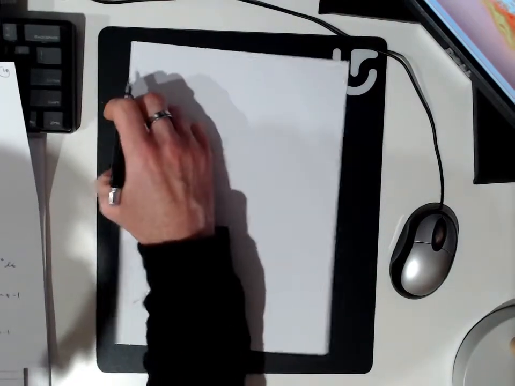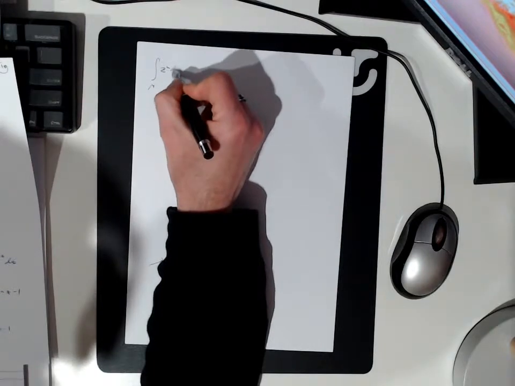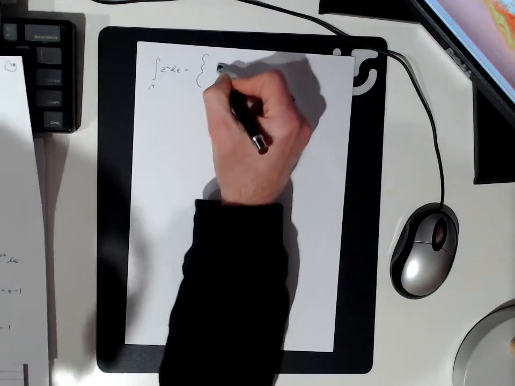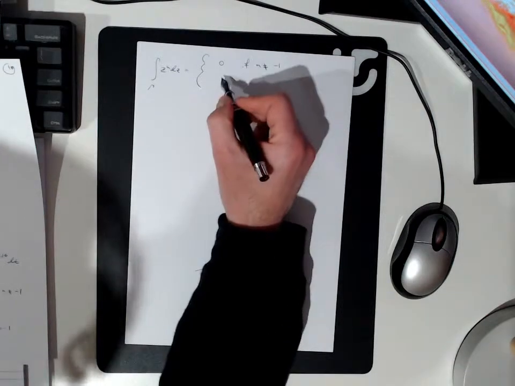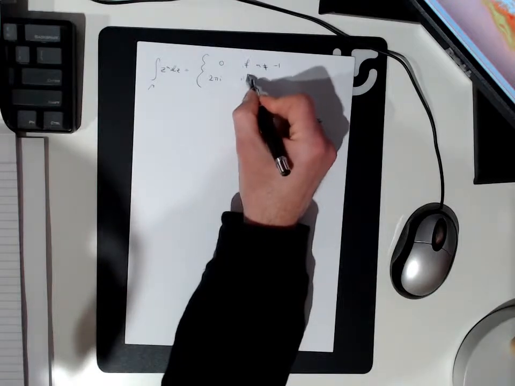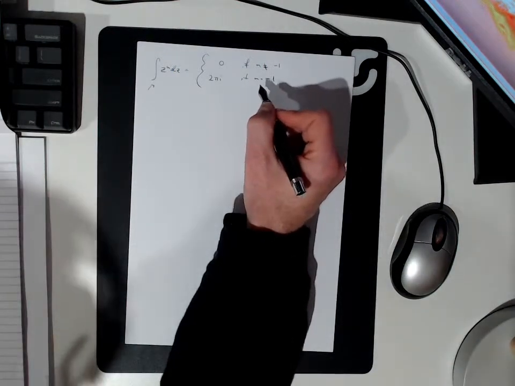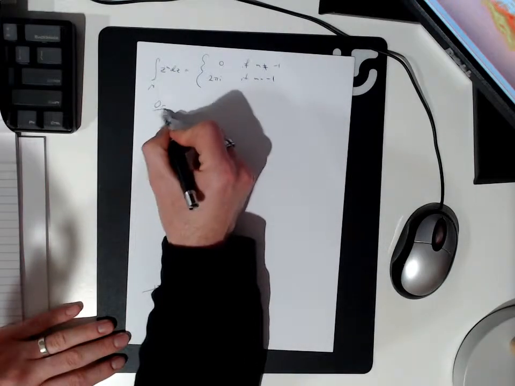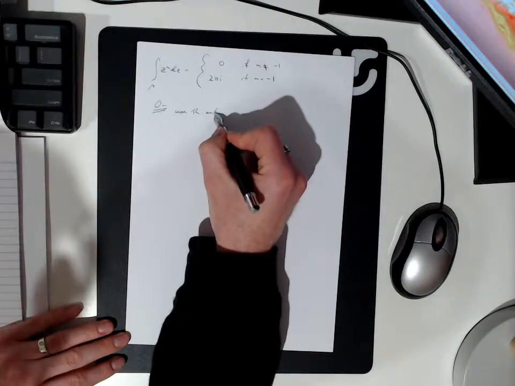And so, the integral over gamma of z^n dz is equal to 0 if n is not equal to minus 1. And if it is equal to minus 1, then that's 2 pi i. Great. Or, we can use the antiderivative.